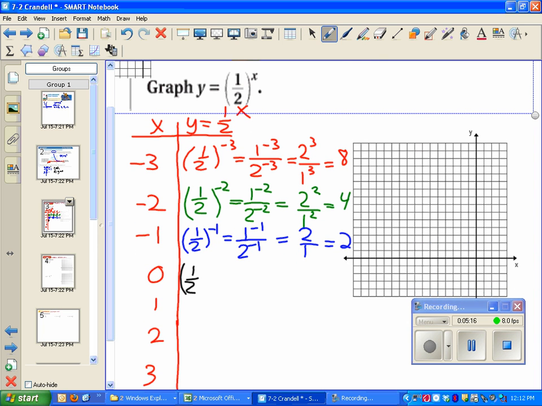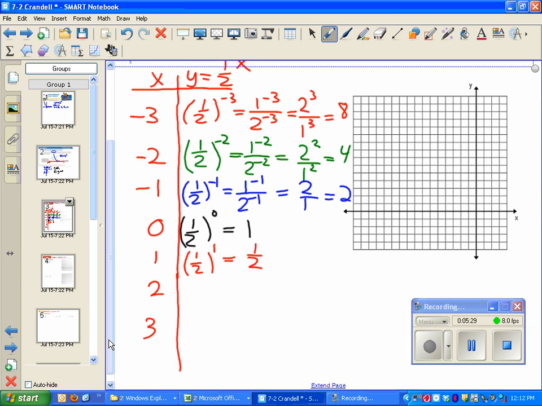1/2 to the 0 power. That one's nice. It's just equal to 1. 1/2 to the first power is 1 to the first over 2 to the first, which is just 1/2. And 1/2 squared is equal to 1 squared over 2 squared, which is 1 squared is 1, 2 squared is 4, so that's a fourth.